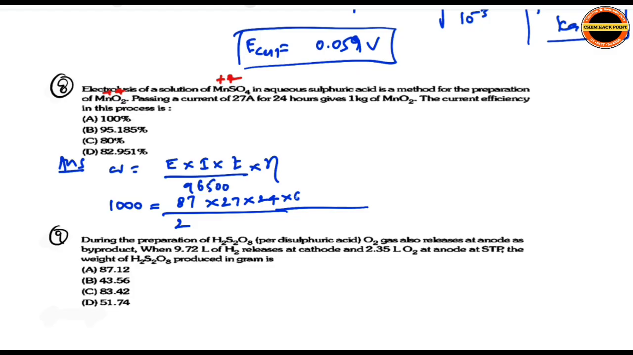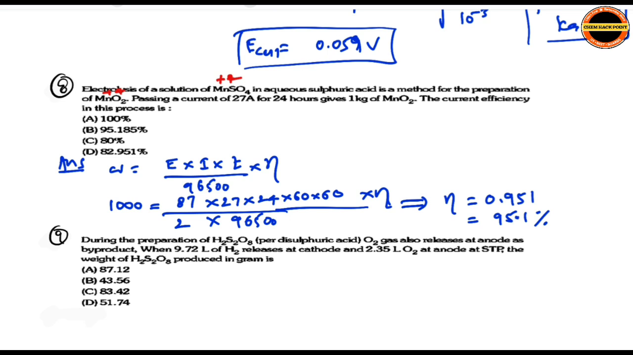So you can say 60 seconds, then followed by 60 minutes, converted into seconds here, and then 96,500. So the eta value you need to calculate. Eta is current efficiency. Hence current efficiency is equal to 0.951, which is 95.1 percentage. So remember, eta is equal to 0.951 or 95.1 percentage overall in the given equation.